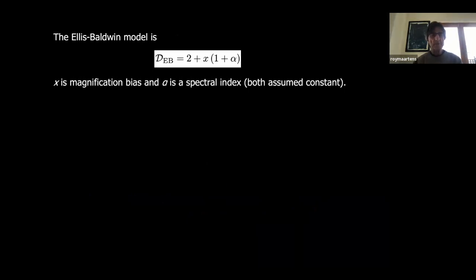The Ellis-Baldwin model for the two-dimensional dipole, I'll remind you, is 2 plus x times 1 plus alpha. Remember, the corresponding value for the CMB was just a 1. D_CMB equals 1, but in this case, D_EB, or Ellis-Baldwin, is 2 plus x into 1 plus alpha. x is basically the magnification bias of the galaxies, and alpha is the spectral index of the galaxies. And it's clear that the Ellis-Baldwin formula assumes that both of those are constants. x and alpha are constant.